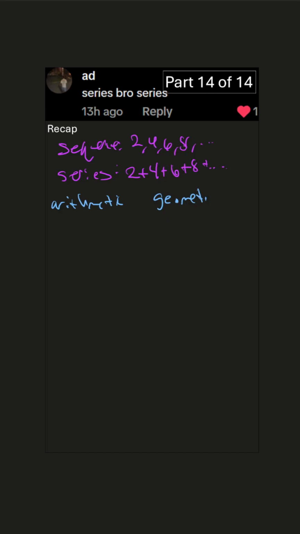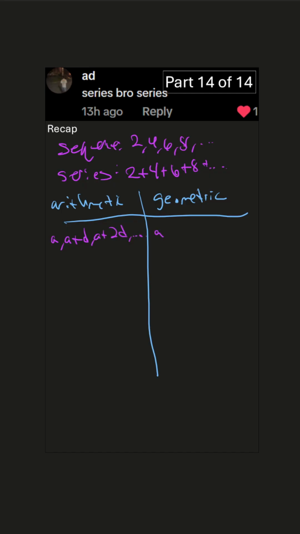All right, here's everything we covered. So a sequence is just a list of terms, 2, 4, 6, 8, and so on. A series is the sum of a sequence. And then we looked at two different types, arithmetic and geometric. An arithmetic sequence looks like this: a, a plus d, a plus 2d, and so on. Geometric: a, a times r, a times r squared, and so on.